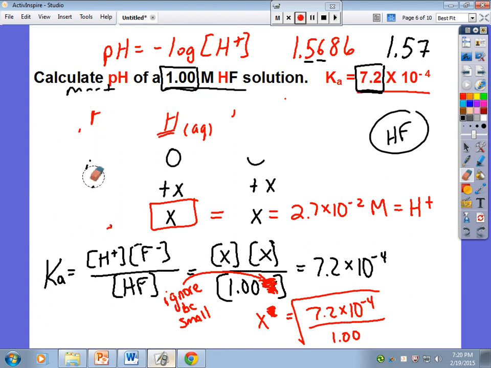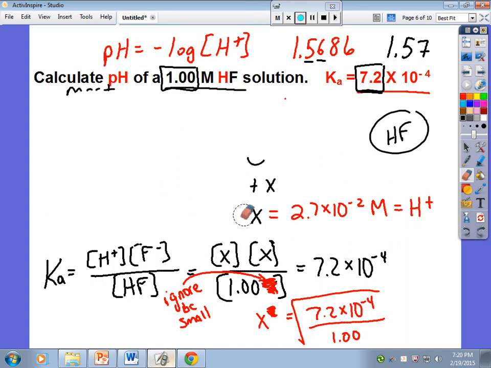because I want to explain something to you. Some of you are saying, why can I ignore that X? Why is that possible? Well, what do we know about that Ka value? That Ka value tells me that I've got a really bad dissociator. I mostly have HF and very little H plus and very little F minus. What if we were not to ignore that X? What if we were to plug it in? Let's go ahead and do that.